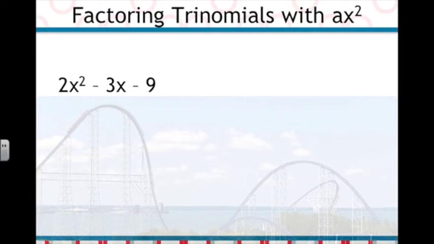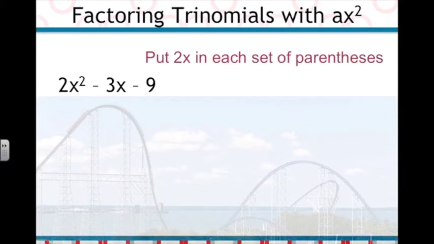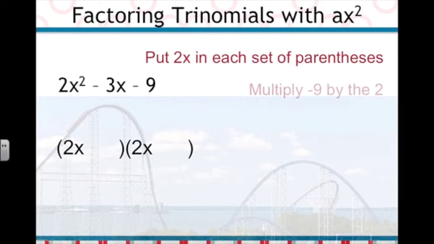For this example, let's consider the trinomial 2x squared minus 3x minus 9. To start, we'll put a 2x in each set of parentheses and rewrite the trinomial. We're going to rewrite it by taking the 2 and multiplying the 9 by it to get x squared minus 3x minus 18. Notice I took the 2 away from the x squared and put it with the 9 instead.